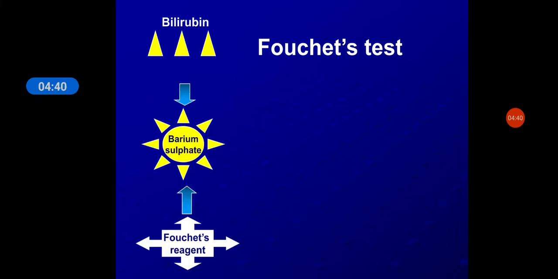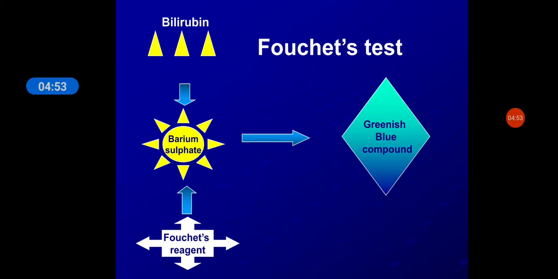What happens here? In the presence of bilirubin or bile pigments, you're adding barium sulfate to that. When you add Fouchet's reagent, what will happen? You will get a greenish compound. Basically, that is the principle behind it, right?